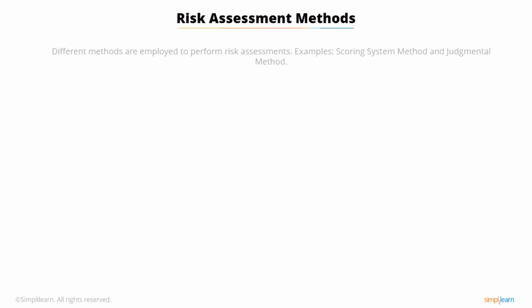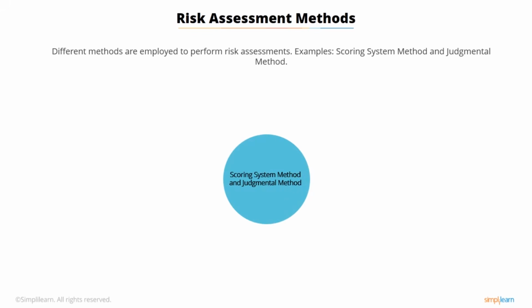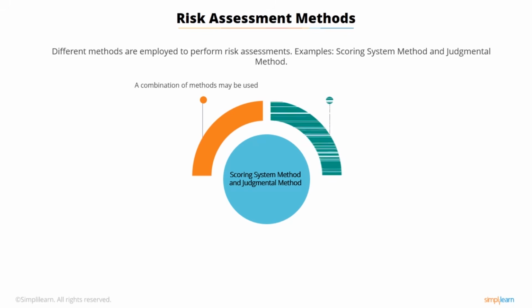Whereas we will look at many different methods throughout this course, they really come down to a few different criteria, a few different properties that all risk assessment methods have. Now there are some formal methods like the scoring system method and judgmental method. First, remember that a combination of methods can be used. You don't have to pick a single risk assessment method and stay with it.